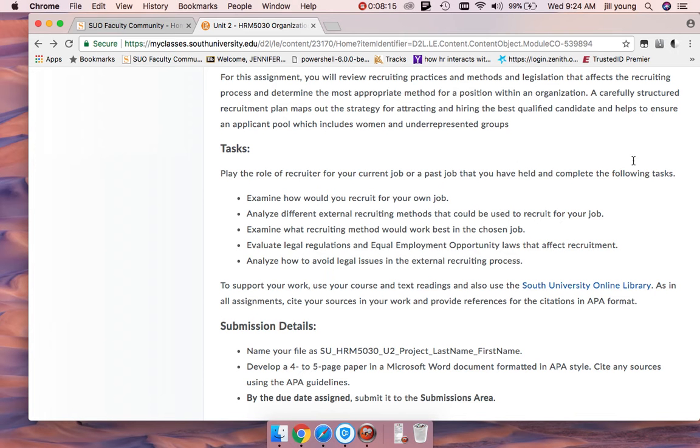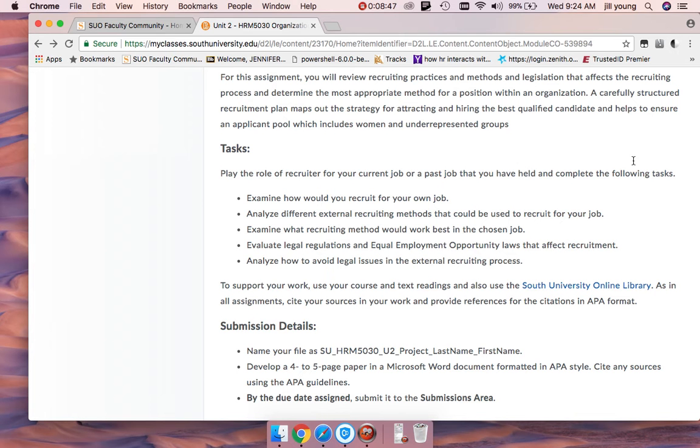And then the last one is how to avoid the legal issues. So you're going to cover all that in this 4 to 5 page paper. Now, when I say 4 to 5 page paper, I'm talking about the text, the body of the paper, not title pages, reference pages, appendixes, anything you want to include. That's not included in that page count. And basically, it's APA style.